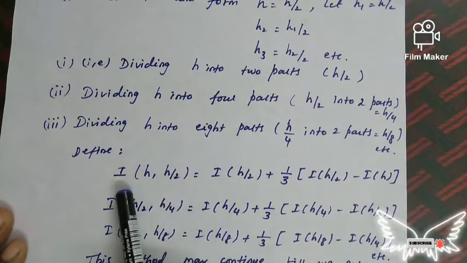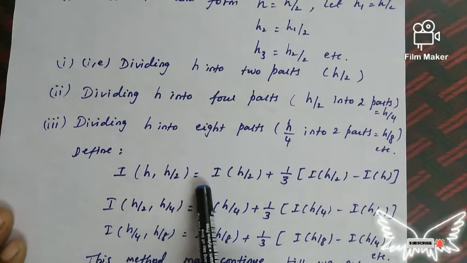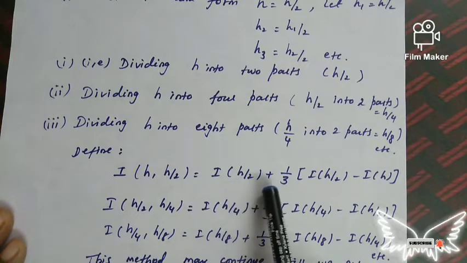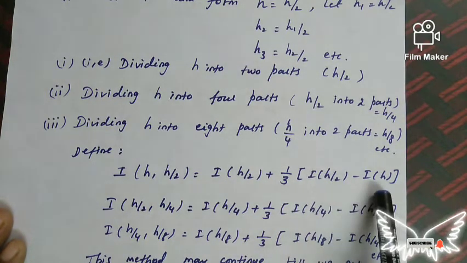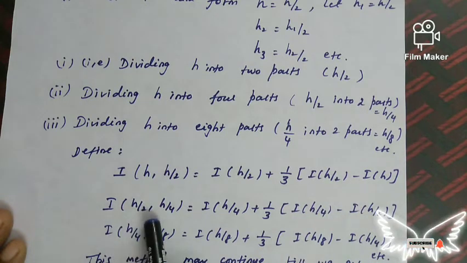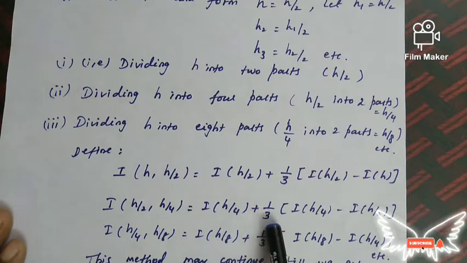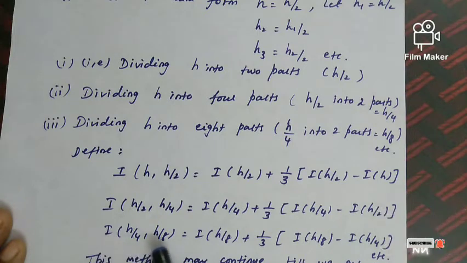I of h comma h by 2 equals I of h by 2 plus 1 by 3 into I of h by 2 minus I of h, and I of h by 2 comma h by 4 equals I of h by 4 plus 1 by 3 into I of h by 4 minus I of h by 2, and I of h by 4 comma h by 8 equals I of h by 8 plus 1 by 3 into I of h by 8 minus I of h by 4.